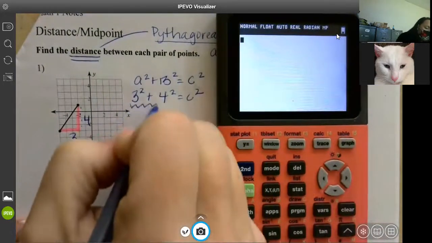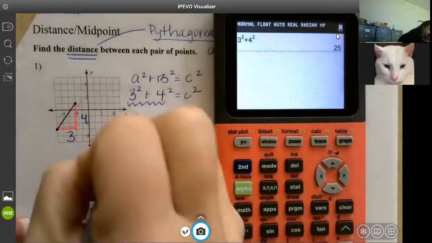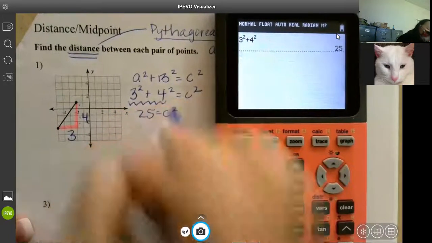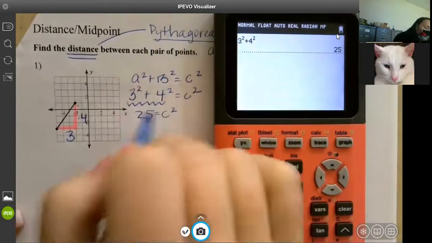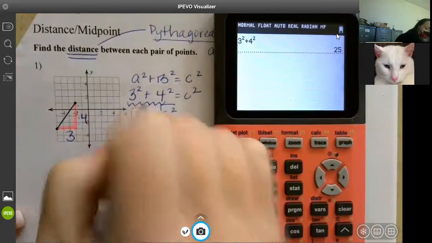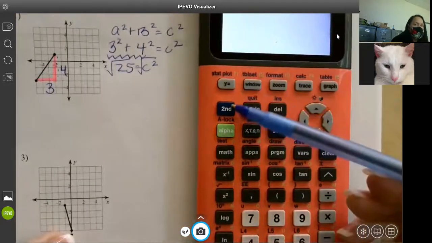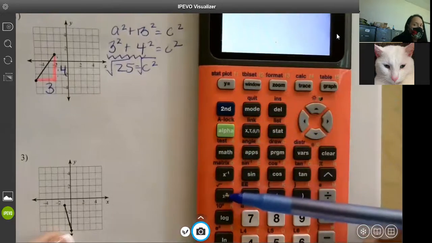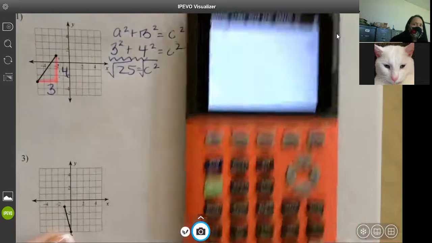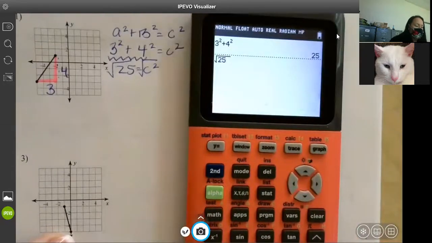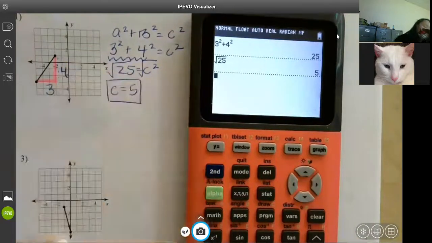We're going to put this in real fast. 3 squared plus 4 squared. We get 25 equals c squared. Now, the part that you may not have done yet is how you get rid of the square on this side. And all you're doing is taking the square root. And if we look at our calculator, the way we get the square root is we do second and then the x squared key, which is right here, okay? So second and the x squared key. And that'll put your square root there. And you just type in 25. And your distance is 5.